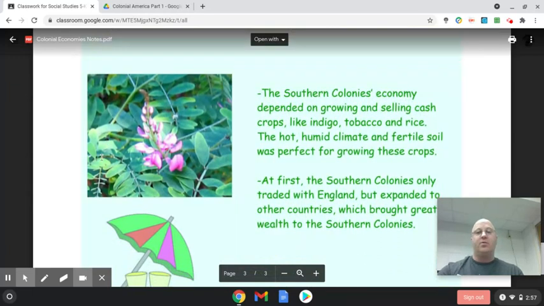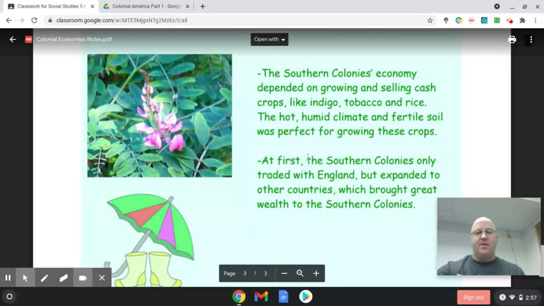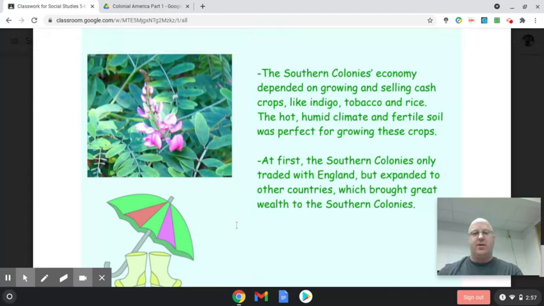And in the South, just things we've already talked about. They had those large plantations. And on those large plantations, we had cash crops such as indigo, tobacco, rice, cotton. So that's how the South grew their economies. And a lot of their jobs were centered around those large plantations. At first, the southern colonies only traded with England, but expanded that to other colonies or other countries, which brought great wealth to the southern colonies.